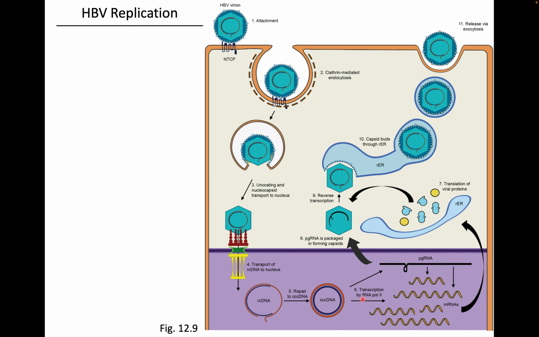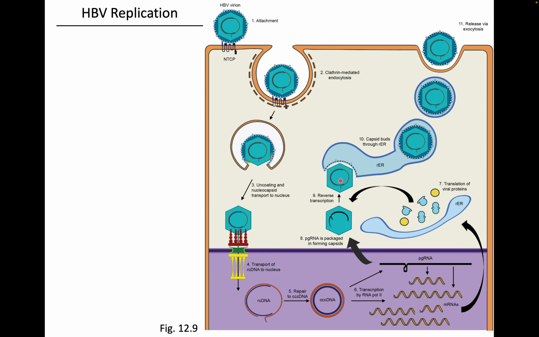So we mess with the genome a little bit. We'll get into this in a second. Inside the nucleus, we get transcription of a few different RNA types. And of course, those are going to be translated out in the cytoplasm. But at some point, we're going to package up what's called our pre-genomic RNA. That's going to actually mature here inside the cell through this reverse transcription step.